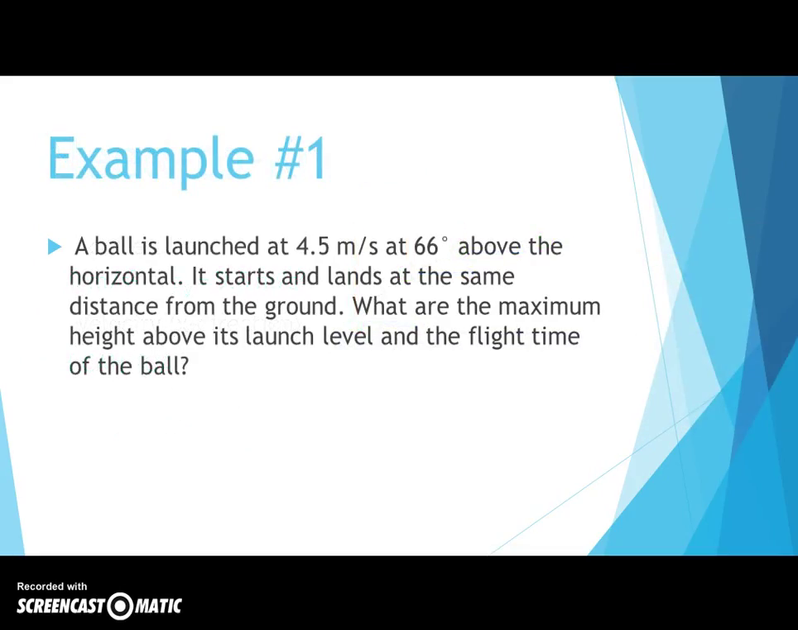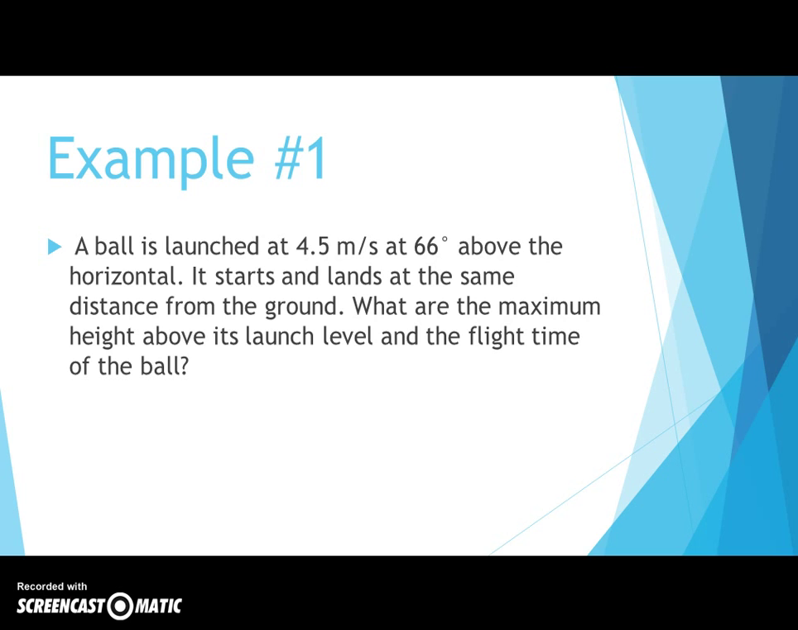Let's go ahead and look at our example. A ball is launched at 4.5 meters per second at 66 degrees above the horizontal. It starts and lands at the same distance from the ground. What are the maximum height above its launch level and the flight time of the ball?